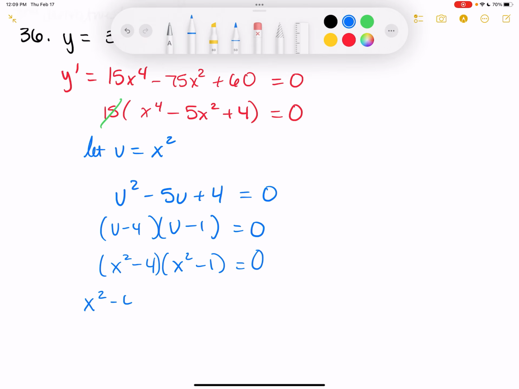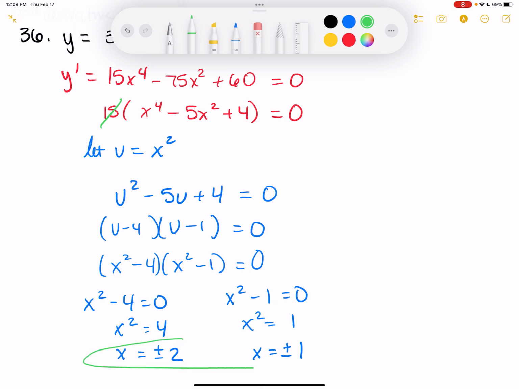So x squared minus 4 equals 0. X squared minus 1 equals 0. So if I move this over, x squared is equal to 4. Take the square root. That gives me that x is equal to positive or negative 2. And then over here, x squared is equal to 1. So then x is equal to plus or minus 1. So these 4 values are going to get plugged into the second derivative.